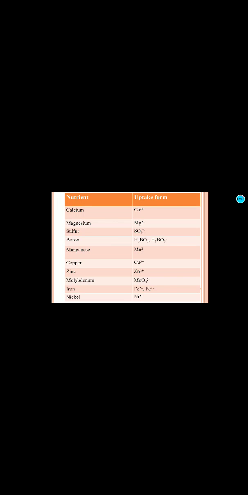and also NH4+. Then phosphorus as HPO4 2- and H2PO4-, then potassium as K+ ions, then chlorine as Cl-, then calcium Ca2+, then magnesium as Mg2+, then sulfur as SO4 2-, then boron as H3BO3, H2BO3- and BO3 3-, then manganese as Mn2+, then copper as Cu2+, then zinc as Zn2+, then molybdenum as MoO4 2-, then iron as Fe2+ and Fe3+, then nickel.